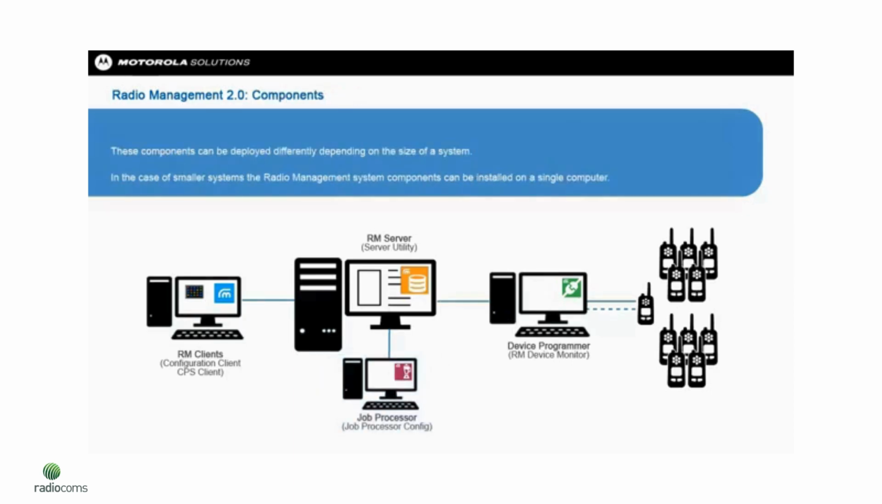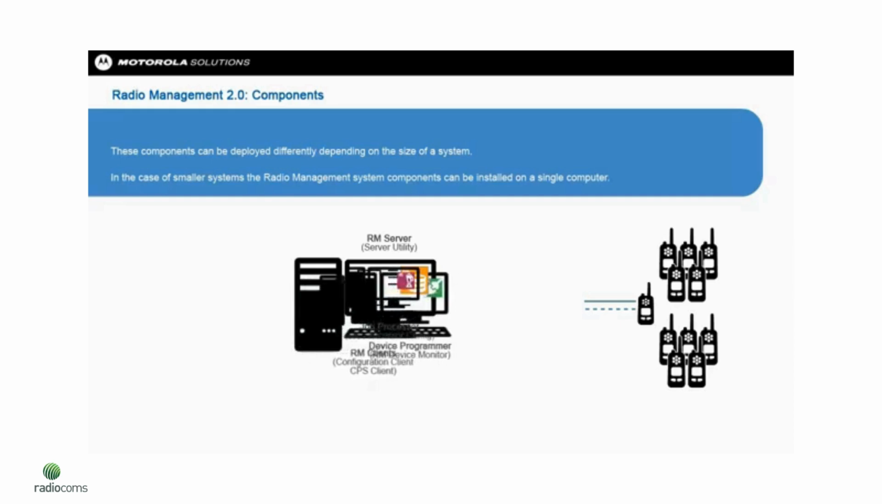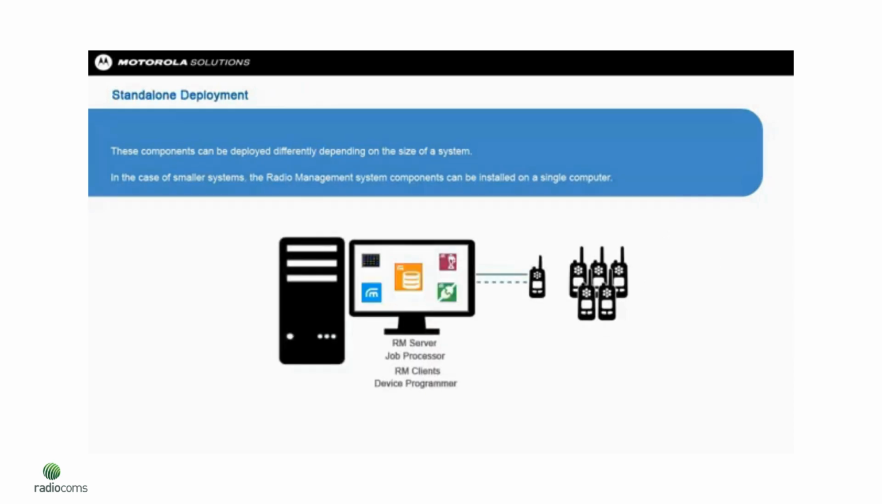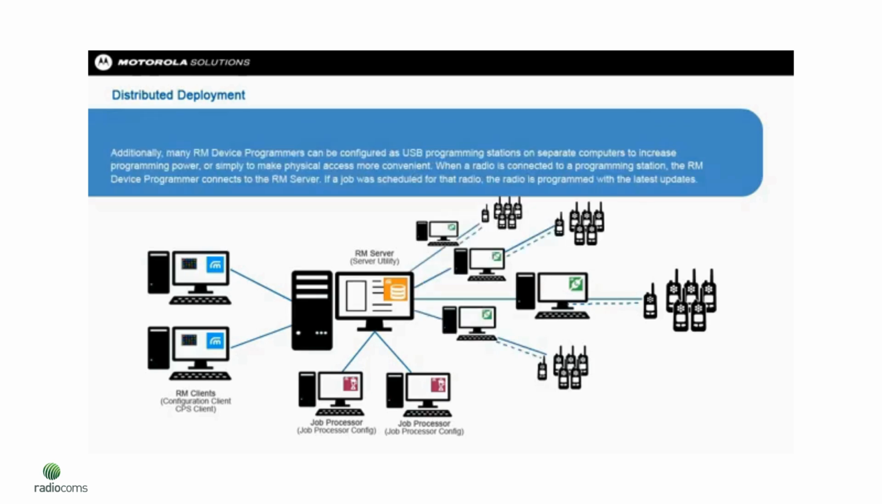These components can be deployed differently depending on the size of a system. In the case of smaller systems, the radio management system components can be installed on a single computer. However, Motorola recommends a separate computer for the RM server to experience superior power and flexibility. Installing the RM server on a separate computer allows for multiple RM configuration clients to remotely share the stored data. Additionally, many RM device programmers can be configured as USB programming stations on separate computers to increase programming power or simply to make physical access more convenient.